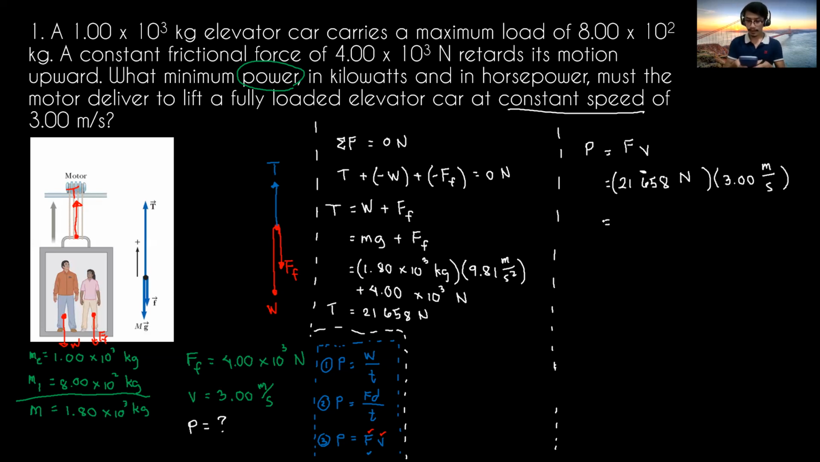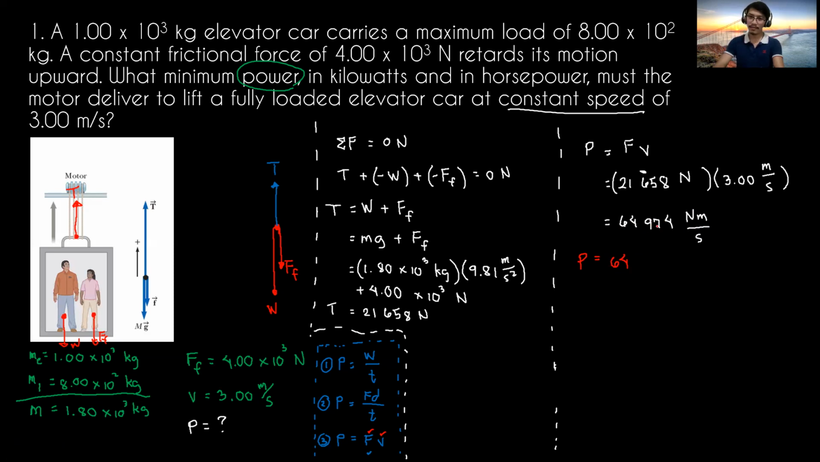And that will give us 64,974. What is the unit? That is Newton times meter per second. And what is Newton meter per second? Remember earlier? Newton meter per second is the same as watts. Right? So we can convert that into watts. We can use watts as our unit. So power is equal to how many significant figures? We need 3 significant figures.